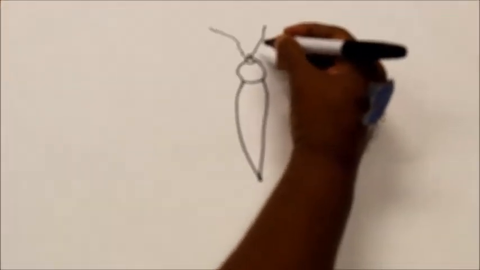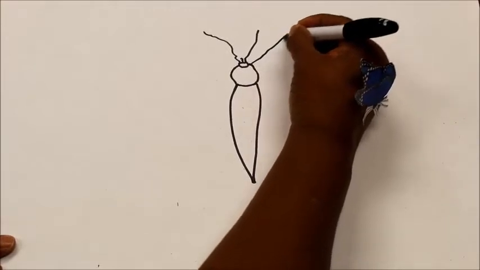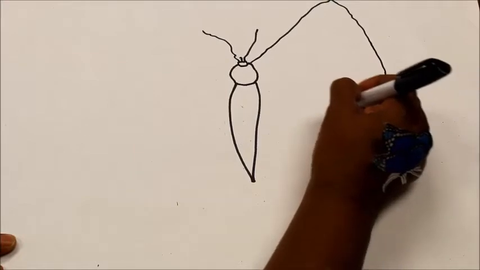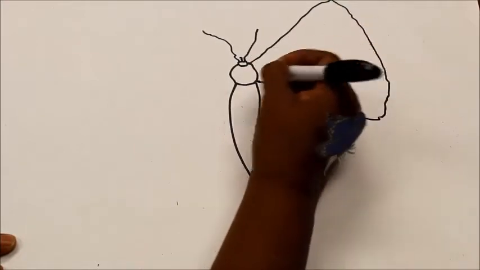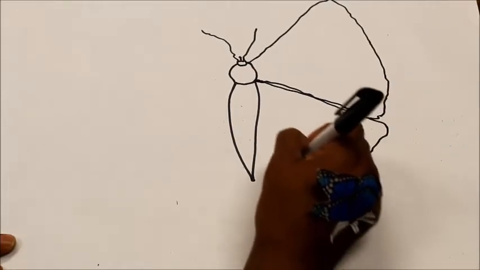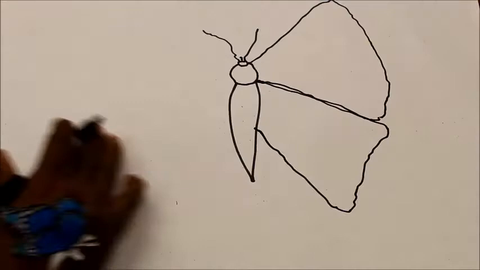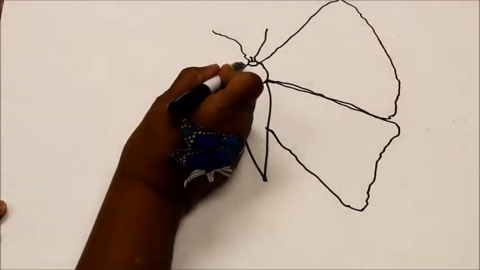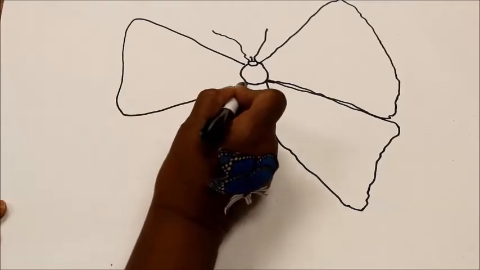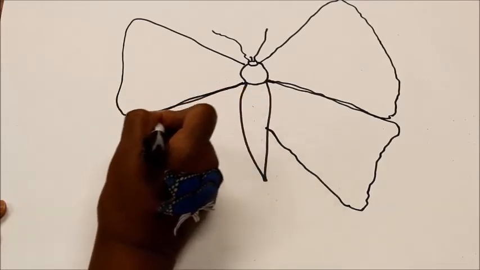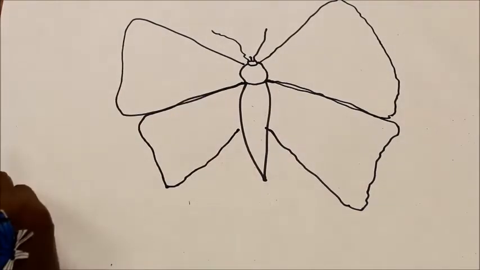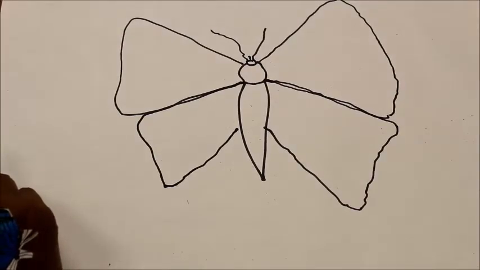So the butterfly has 4 wings. Some people think he only has 2, but he has 4 wings. So that's 1, 2. You see, you can do that. It's like little triangles. That's 3. And then there's 4. Those are the parts of a butterfly.